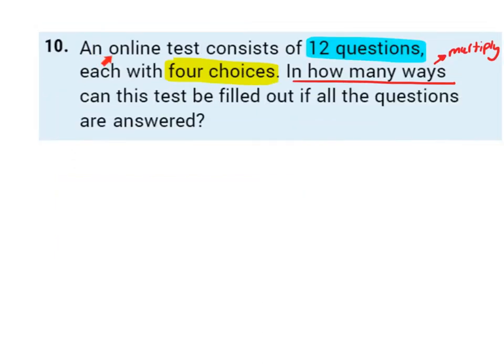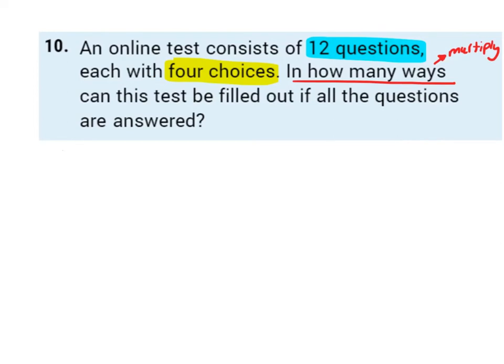Question 10. An online test consists of 12 questions, each with 4 choices. In how many ways can this test be filled out if all the questions are answered? So nobody leaves any blanks. So the phrase in how many ways, we want to think multiply. So we've 12 questions and they each have 4 choices.